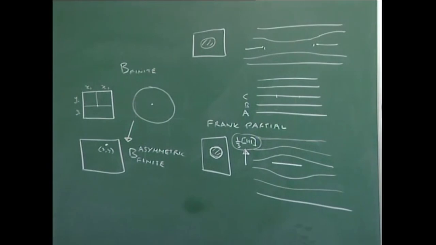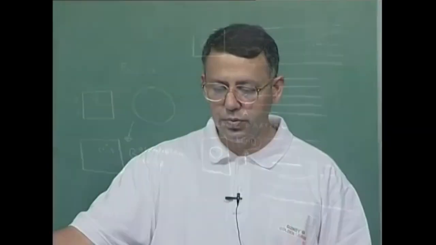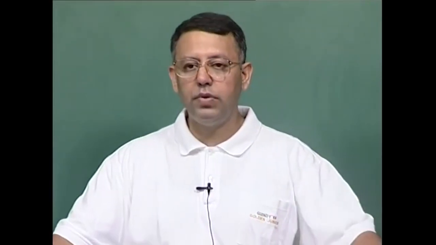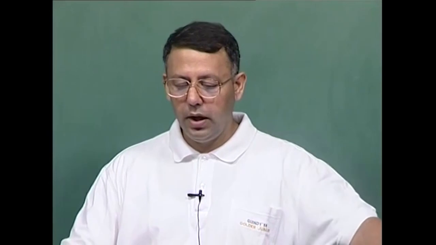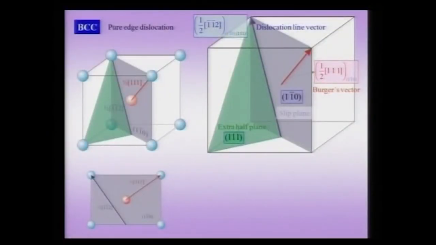So, after having considered Frank partial dislocations and dislocation loops in FCC material, let us see what is the configuration of an edge dislocation in a BCC crystal. In a BCC crystal, we do not have distinct close packed planes as in the case of a cubic close packed crystal. In this case, as we shall see later, more than one kind of plane could be competing to be part of the slip system, but nevertheless in a BCC crystal there is a close packed direction which is the 1 1 1 direction.